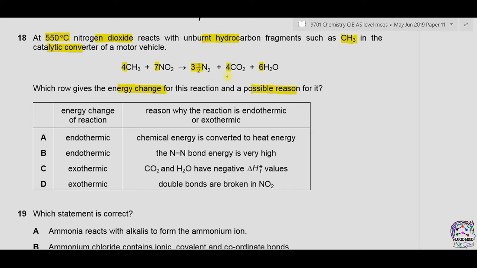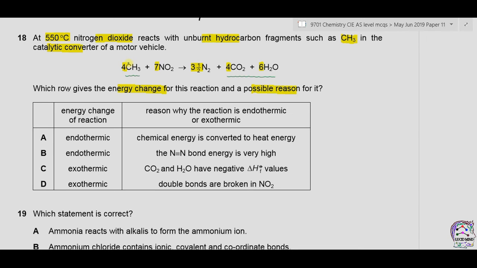As we know that in combustion reactions carbon dioxide and water are formed, so therefore they are exothermic reactions. So this reaction could also be exothermic as CH3 is converting into CO2 and H2O. We can also find out the bond energies and take a guess whether the reaction will be exo or endo.